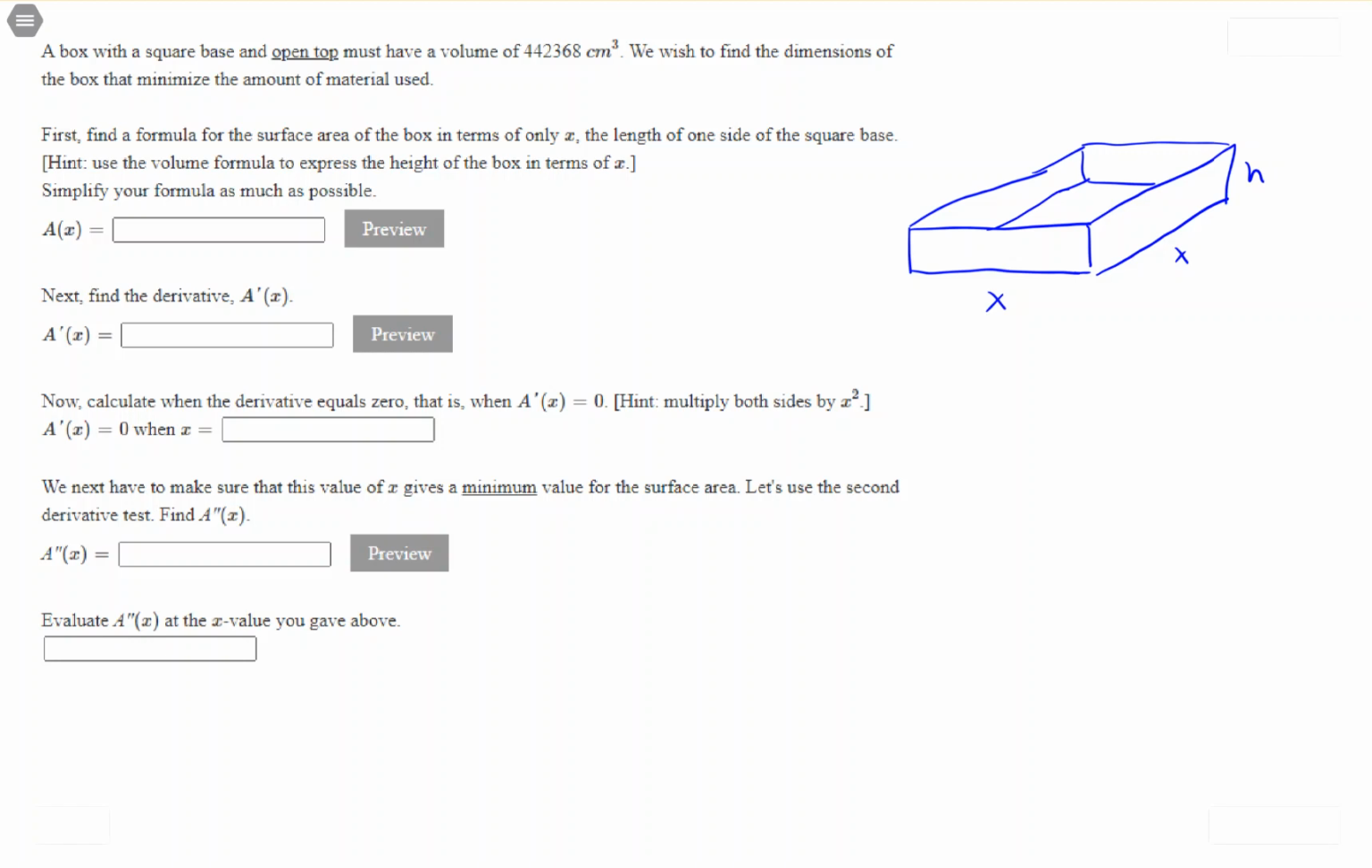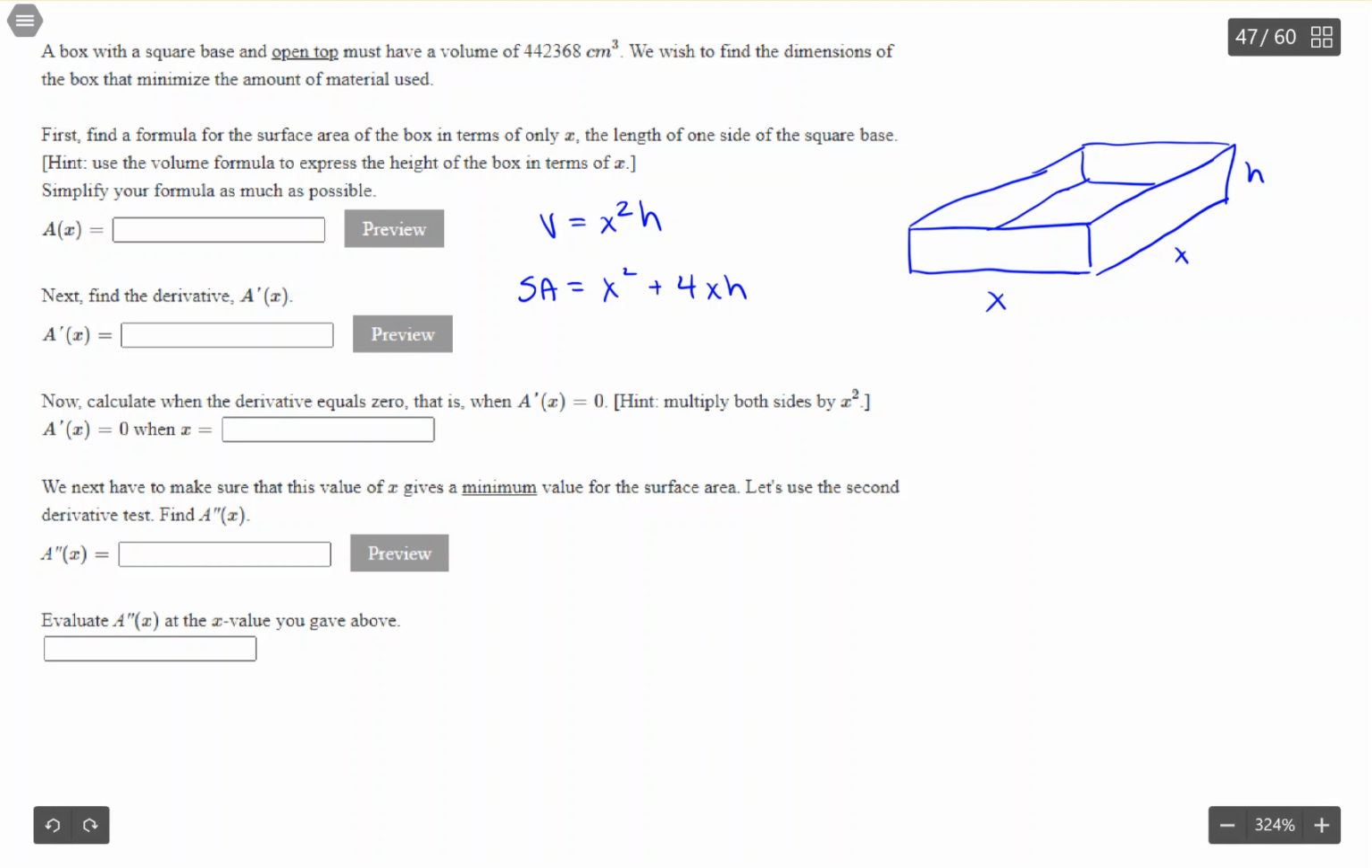If we did, we could determine things like the volume is the area of the base times the height, or length times width times height, however you want to think about this. In this case, it would be x squared h, and the surface area would be the amount of surface area on the base, which is x squared, plus 4 times the amount of surface area on each of the sides, which is the same each time. It's just x times h.